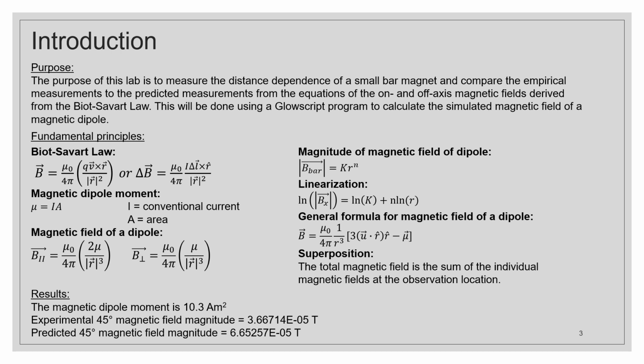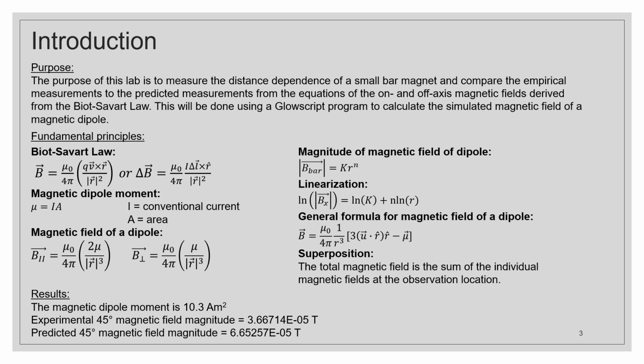The fundamental principles of this lab include the Biot-Savart law, the magnetic dipole moment, and the magnetic field of the dipole. Equations for all of these are presented on the slide, but the most important ones will be the on-axis parallel magnetic dipole equation, the K r raised to n equation, and the linearization of magnetic data. The general form of the magnetic field of a dipole will be used in the GlowScript computational model.